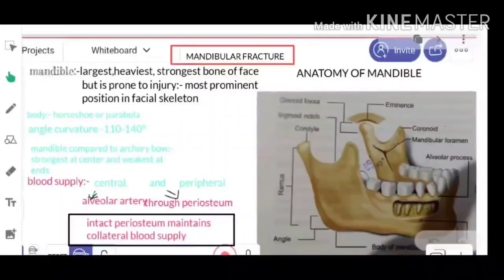Now, blood supply to the mandible occurs via two systems. First is central blood supply and second is peripheral blood supply. Central blood supply occurs via the inferior alveolar artery, whereas peripheral is through the periosteum. It is very important that the periosteum should be intact to maintain the collateral blood supply. Now, if the mandible gets severely atrophic, what happens? Then the mandible becomes more dependent on the periosteal blood supply. So periosteal blood supply is more important in these cases as compared to central blood supply. Therefore, during open reduction, stripping of the periosteum should be minimal.